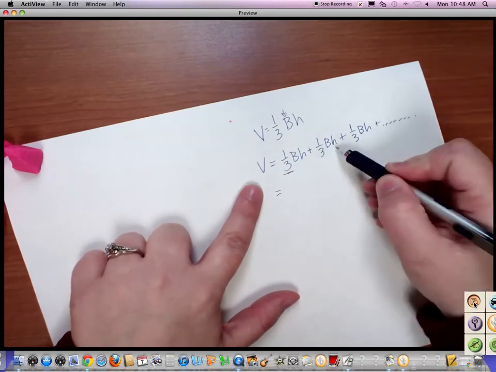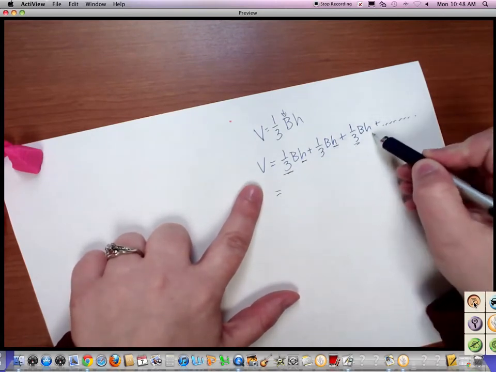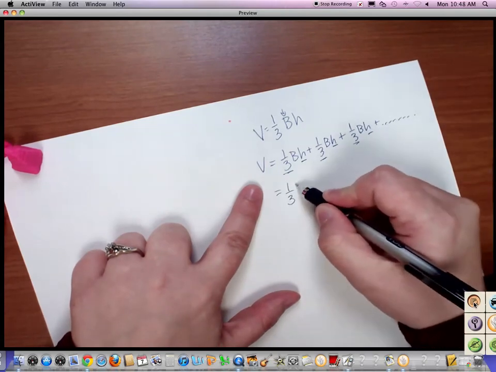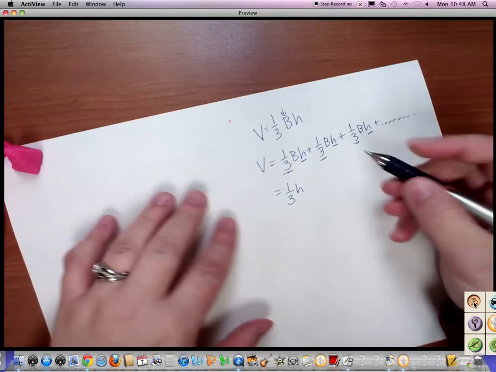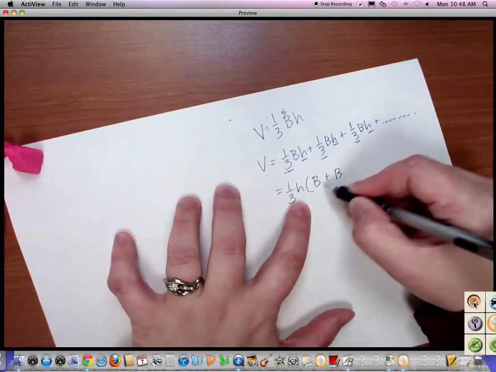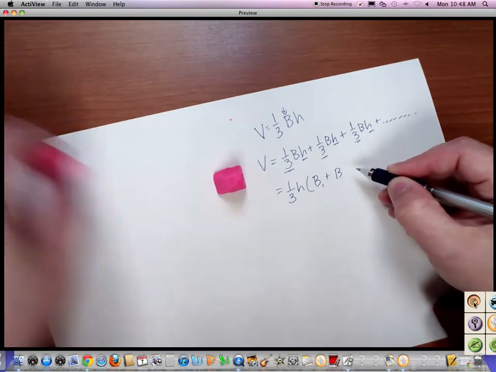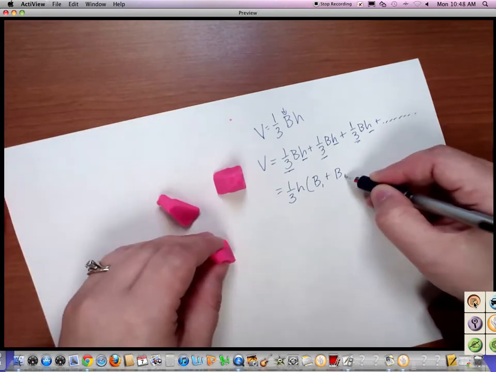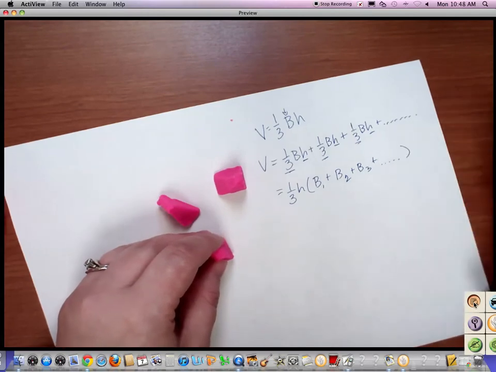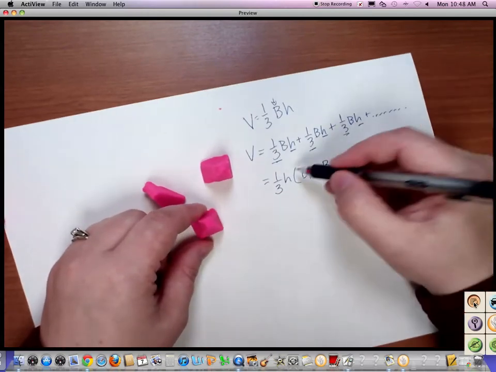But let's go ahead and do this. Every one of these has a 1/3 and an H. Okay? I'm going to pull that out. You're like, why am I pulling that? Because I actually kind of know where I'm going, so just follow along. This leaves me with all my bases: base 1 for this piece, the base of this piece, the base of this piece. So I have all these different bases. Okay? All right, now, what's the height?